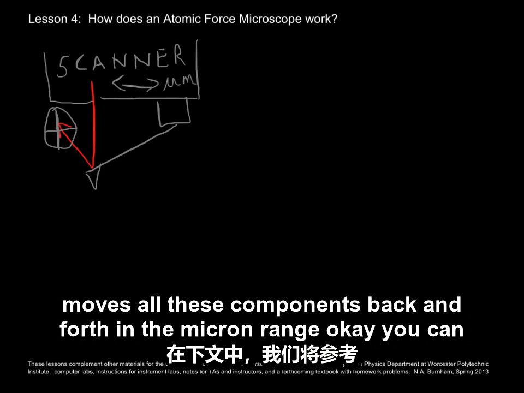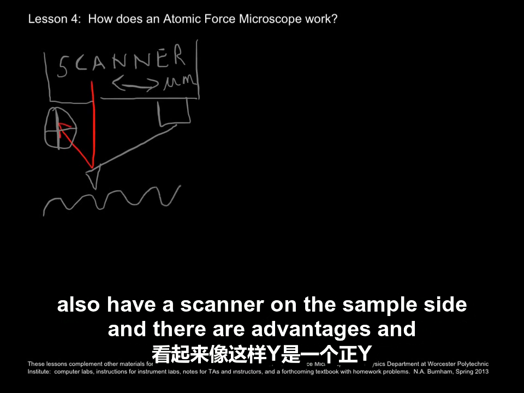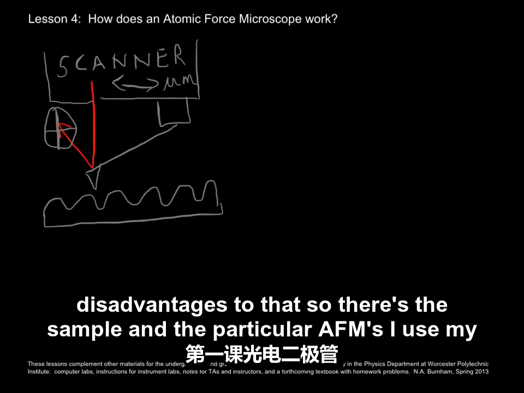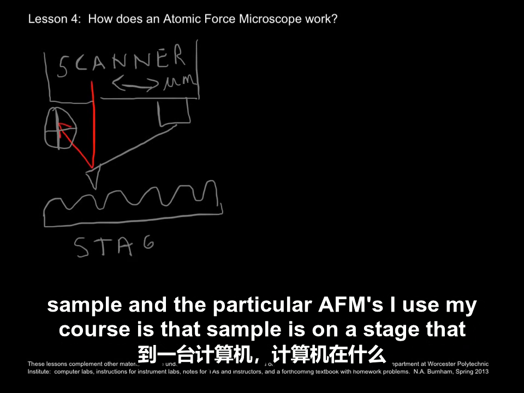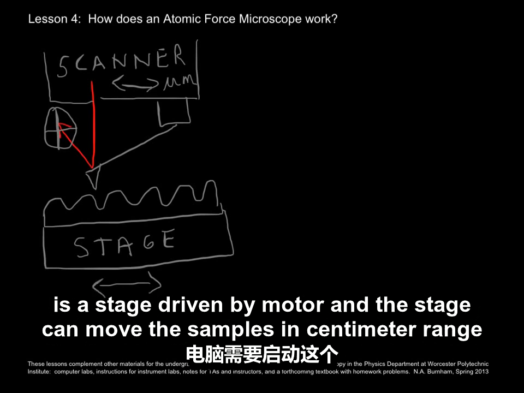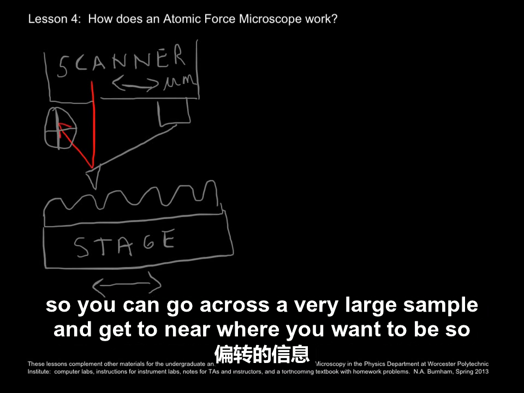Okay? You can also have a scanner on the sample side, and there are advantages and disadvantages to that. So there's the sample. In the particular AFMs I use in my courses, that sample is on a stage. That is a stage driven by motor, and the stage can move the samples in the centimeter range, so you can go across a very large sample and get to near where you want to be.